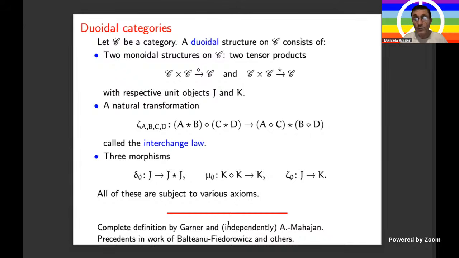There were precursors in the work of Aguiar and Fyodorovich, but their definition was a bit restrictive. It wasn't the full definition that we need to encompass most of the examples. Their definition would leave out many examples that we want to work with. Their definition basically amounted to our definition in which you further impose the condition that the unit objects J and K coincide, and then a lot of the structure simplifies or disappears. But we don't want to do that, okay?